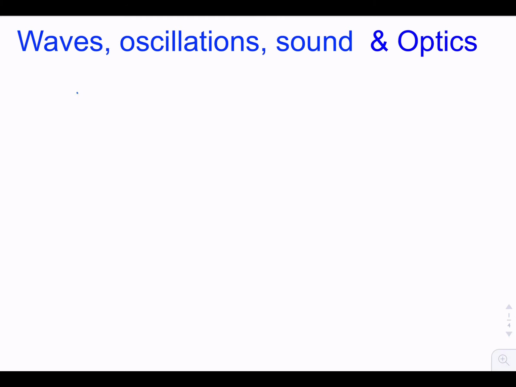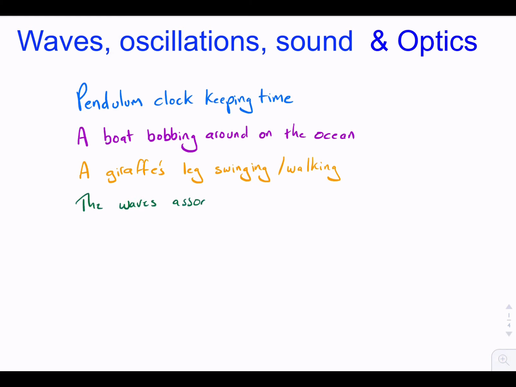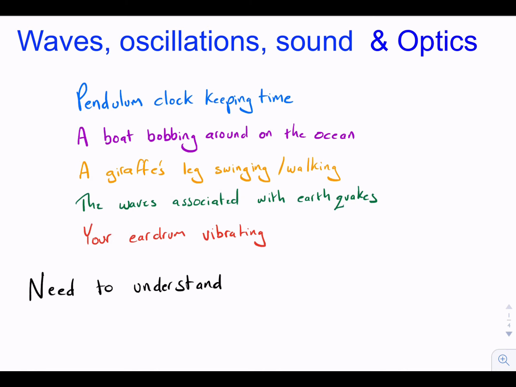Examples as diverse as a pendulum clock keeping time, a boat bobbing up and down on the ocean, a giraffe's leg while walking, an earthquake propagating through the ground, or your eardrum vibrating as it detects sound, are all examples of systems that require an understanding of the physics of waves and oscillations before we can hope to understand them. We need to understand the physics of waves.